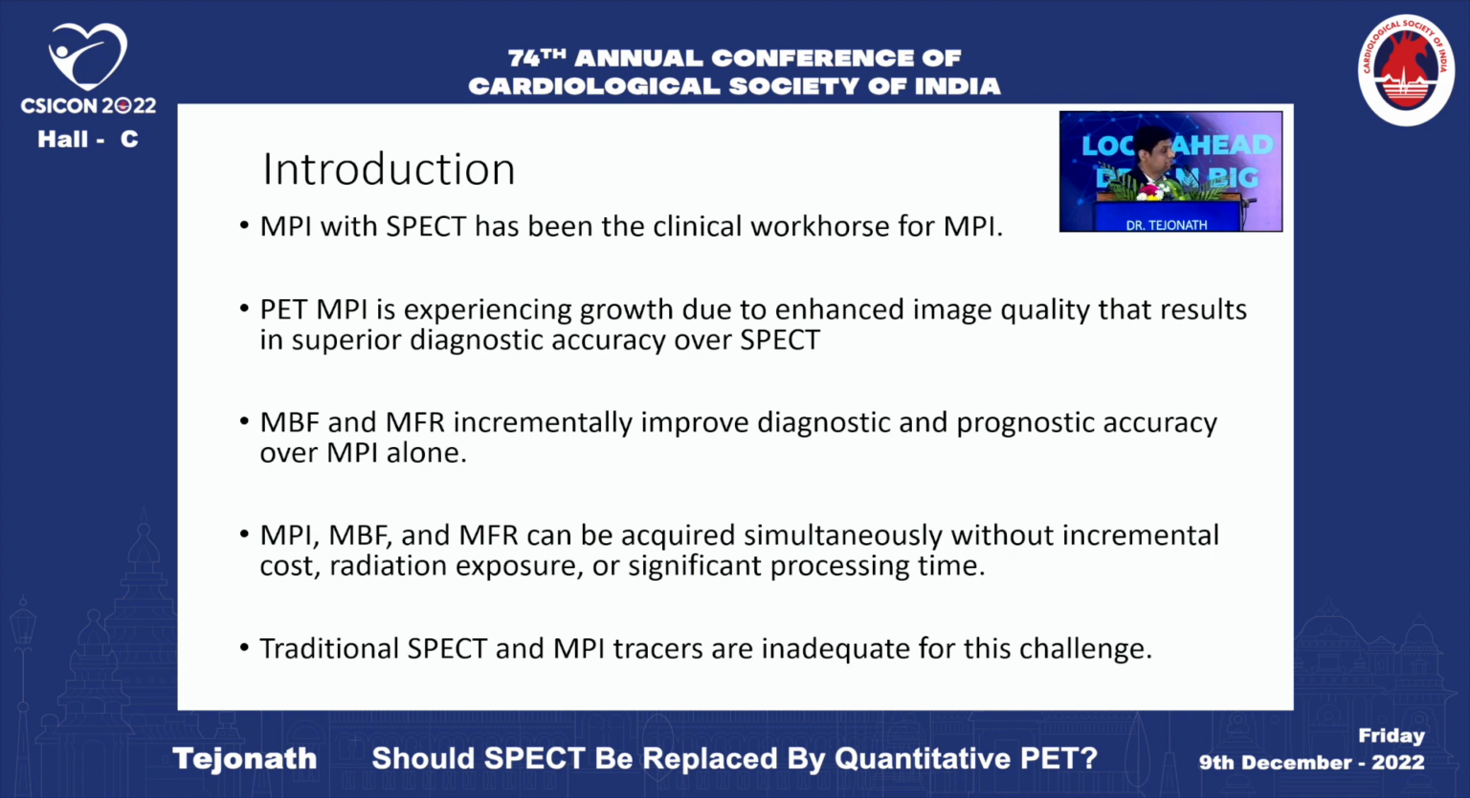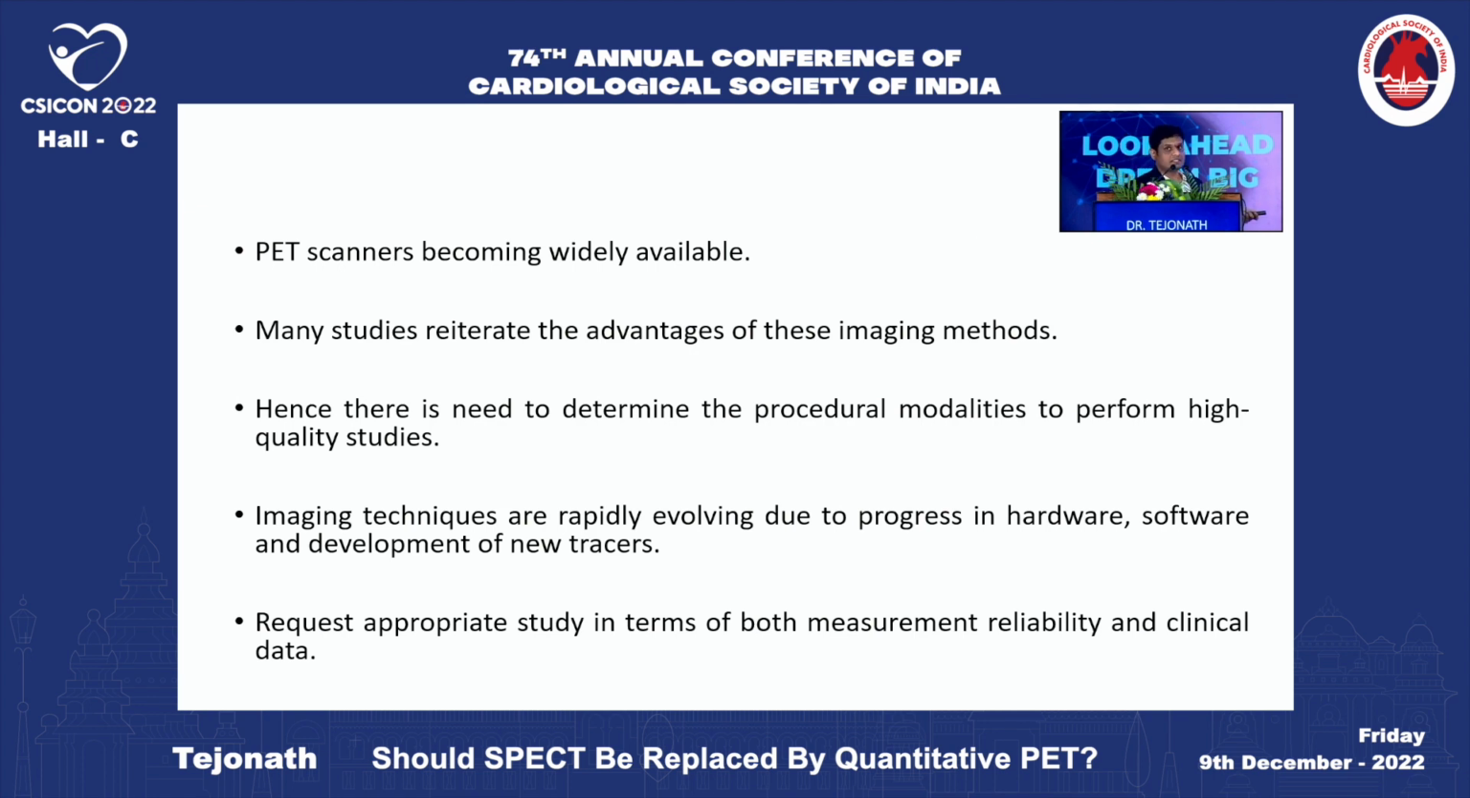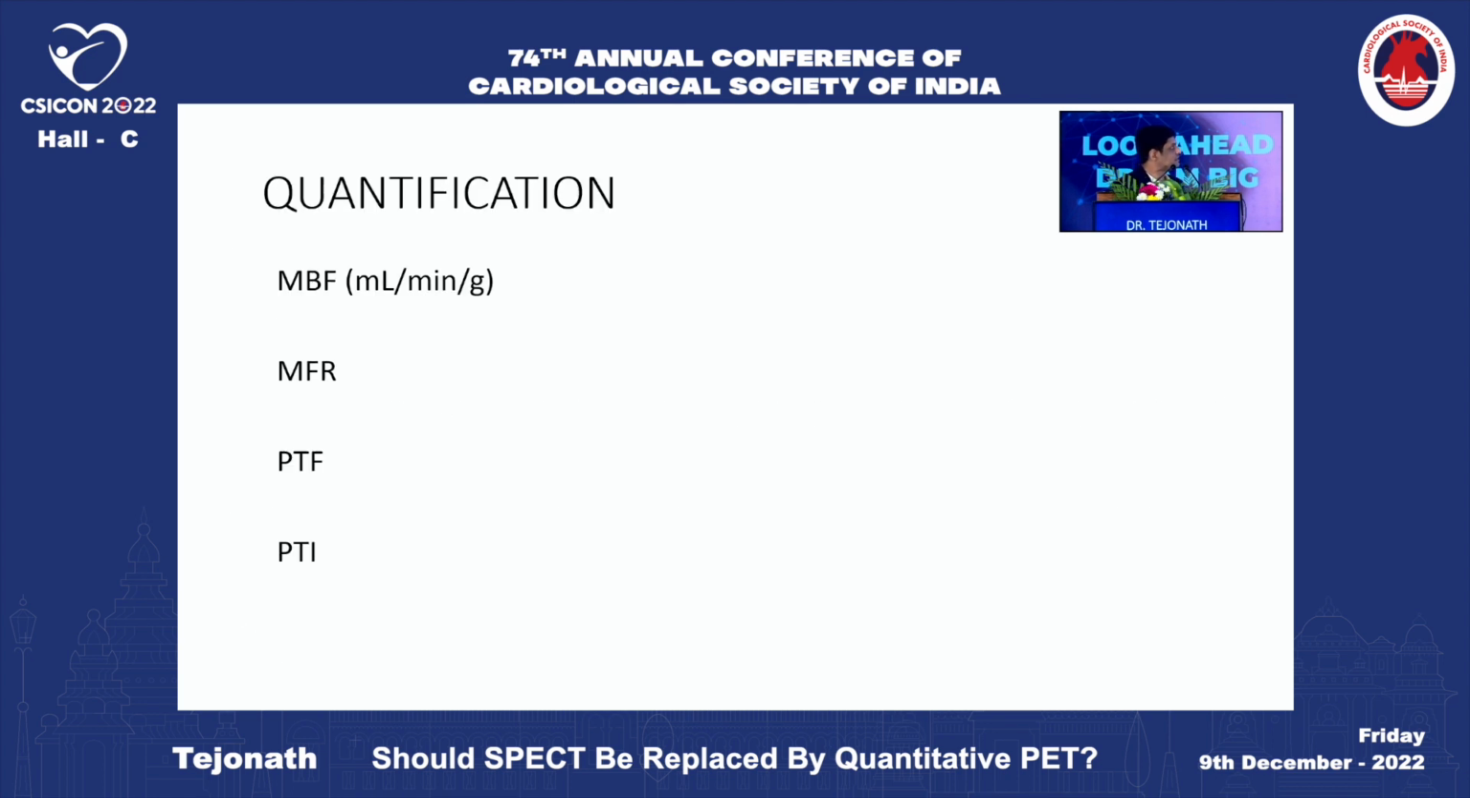But the available SPECT tracers are inadequate for the challenge of quantification. As I discussed, PET scanners are now widely available, almost more than a dozen in Hyderabad alone, and the number of gamma scanners is coming down, a paradox. Many studies are reiterating the advantage of PET over SPECT because of its added value of quantification. And the iterative reconstruction techniques and processing software have shown great advancement.